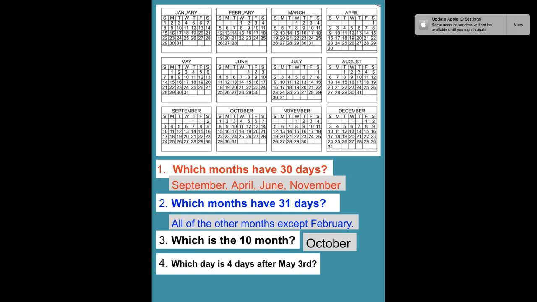How about question 4? Which day is 4 days after May the 3rd? There's May the 3rd. Now, lots of you have problems with these kinds of questions, so let's do this together really carefully. So, that was on March. This is May 3rd. So on May the 3rd, we're right there. We want to count 4 days later. 1, 2, 3, 4 days later is May the 7th.